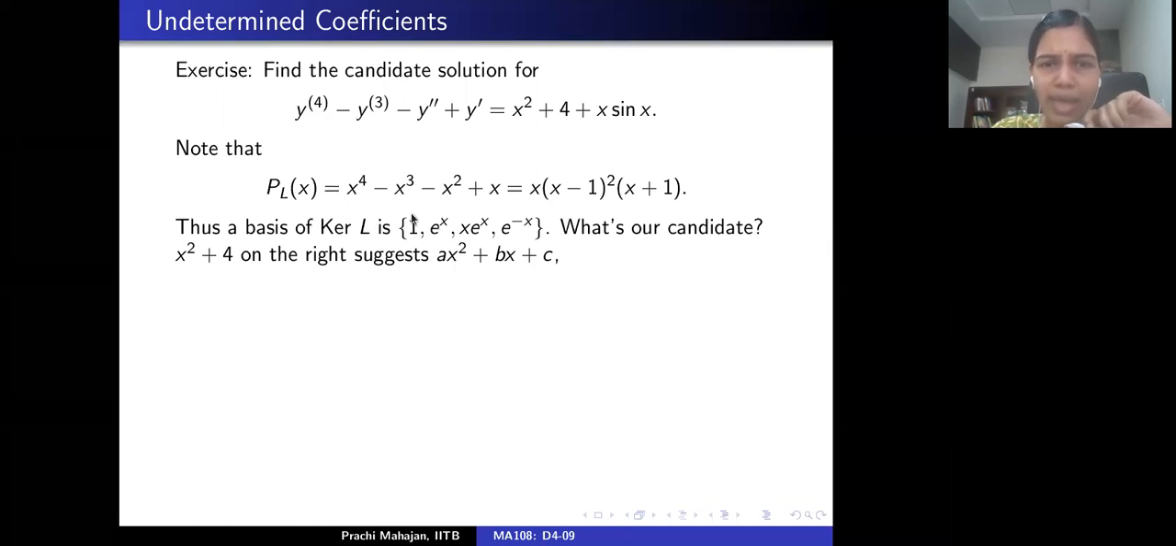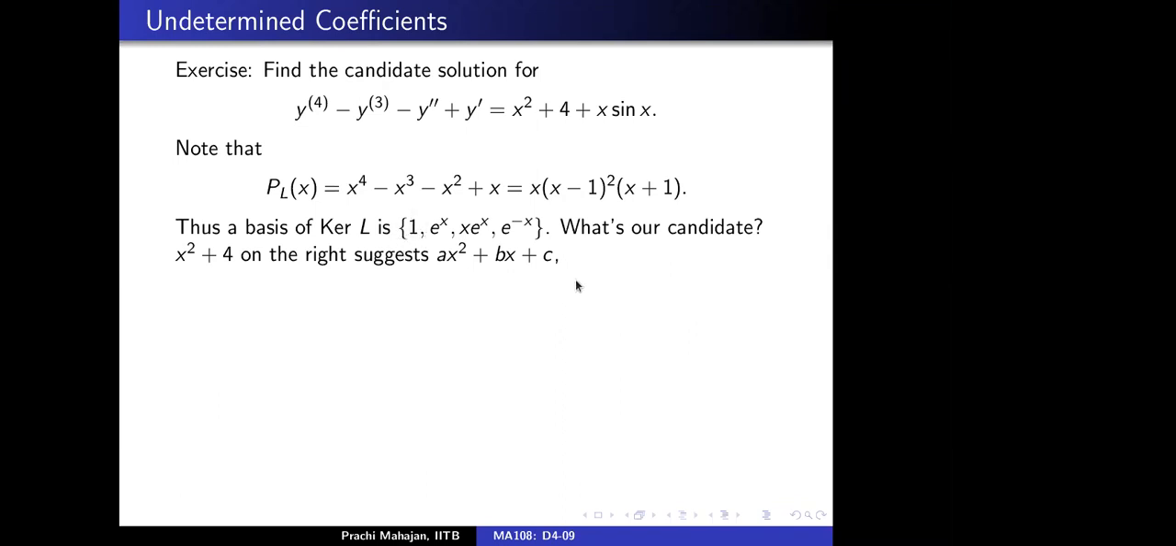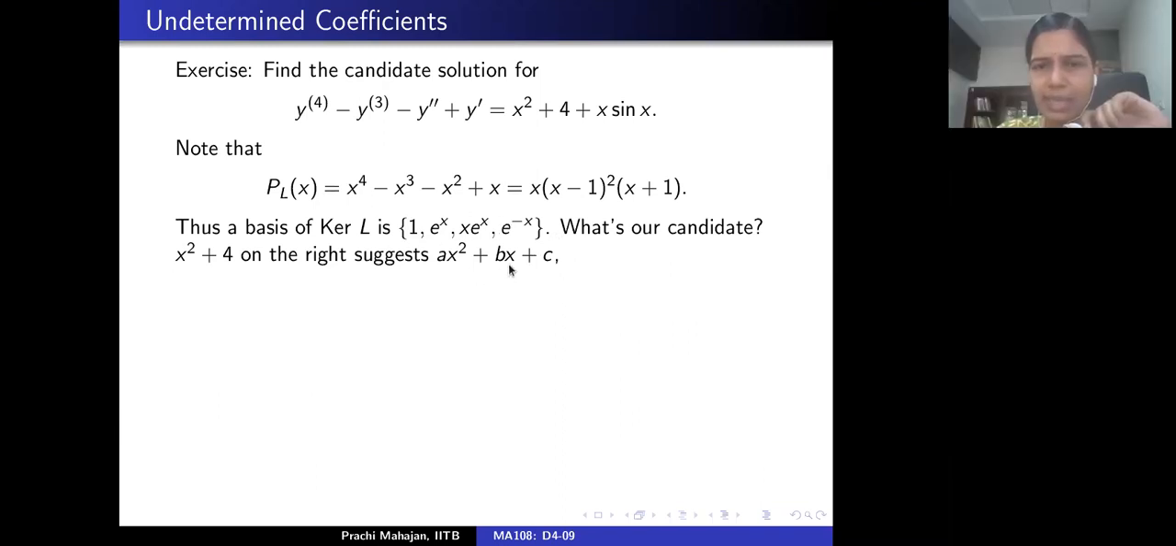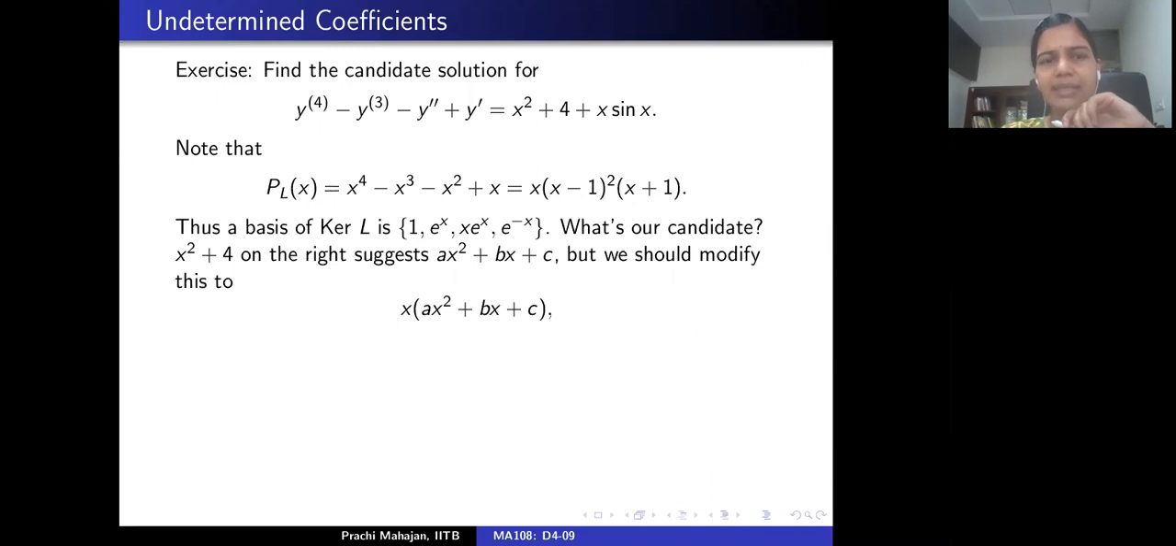But I also have 1 as a solution of the homogeneous equation, a constant is appearing here as a solution of the homogeneous equation. So one should multiply all of this by the factor x. And one should rather look at x times (ax square plus bx plus c). Is that correct?